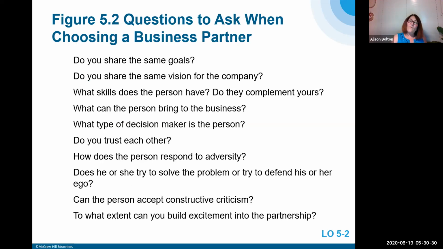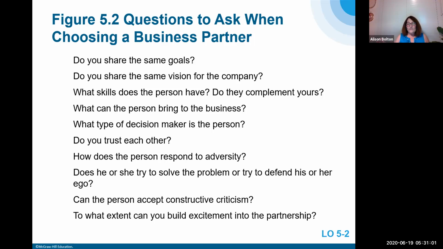So let's think about what it means to choose a business partner. These questions you should always ask yourself. And I would highly recommend you look these over really seriously. Make notes about these. Number one, do you share the same goals? Two, do you share the same vision for the company? Three, what skills does the person have? Do they complement yours, as was discussed? What can the person bring to the business?